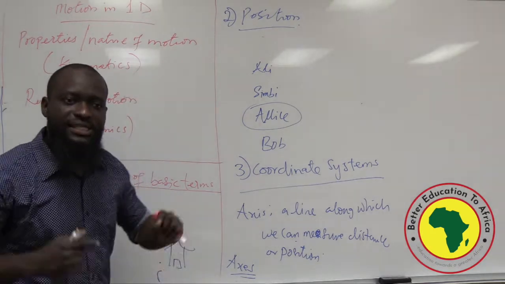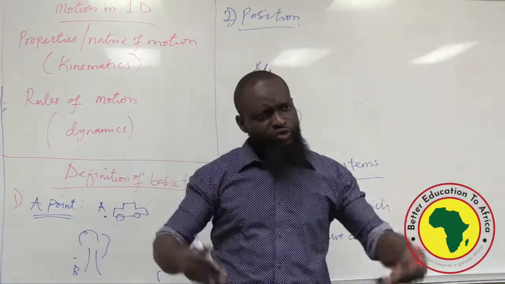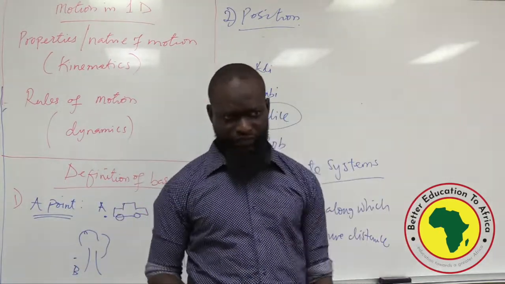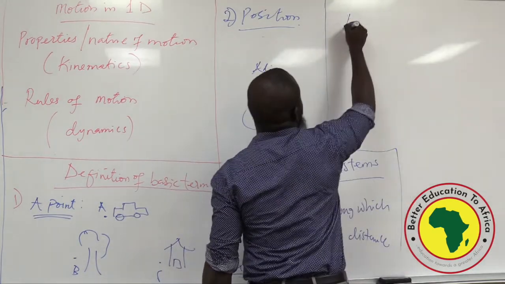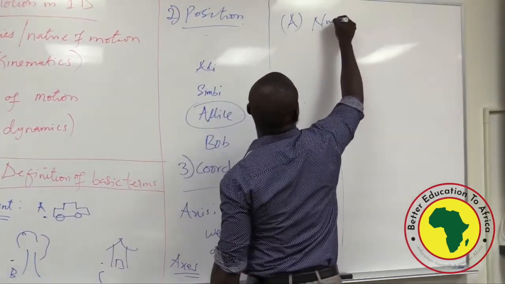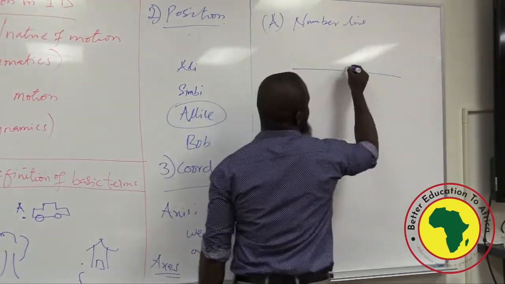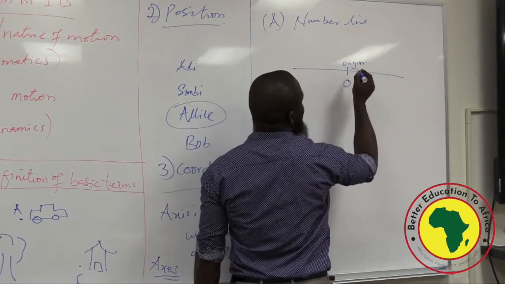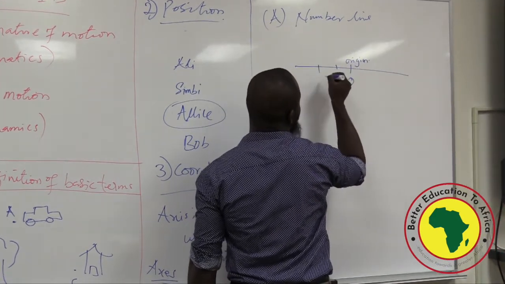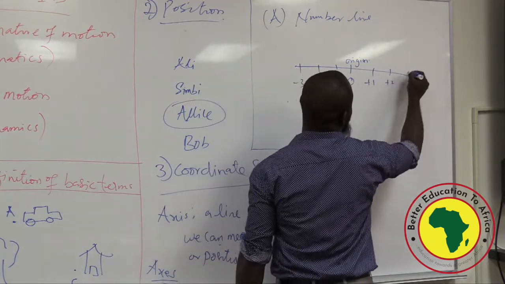A coordinate system provides you a kind of formulation that you can use to locate objects and determine positions of objects. And the simplest coordinate system, I'm going to call A, is a number line. Just a straight line. You have the origin 0, I call O. And then you have minus 1, minus 2, minus 3, plus 1, plus 2, plus 3.